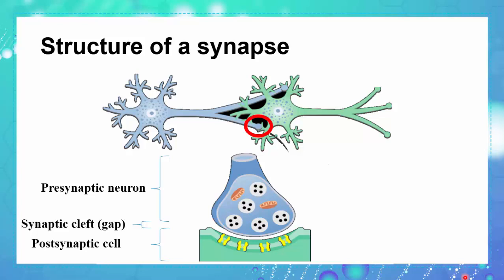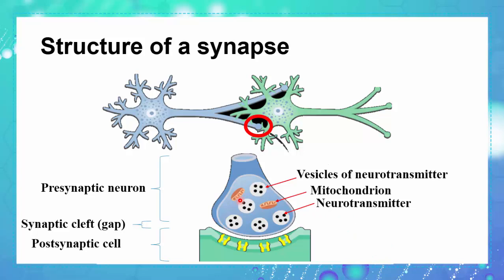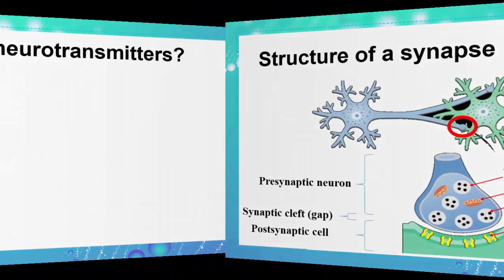Now what do I have inside the presynaptic neuron? These small sacs, I have many sacs called vesicles of neurotransmitters. The second organelle is the mitochondria, the source of energy in the cell. These vesicles contain neurotransmitter. In the postsynaptic cell, I have these structures called receptors. So, the neurotransmitters are in the presynaptic neuron and the receptors in the postsynaptic cell.